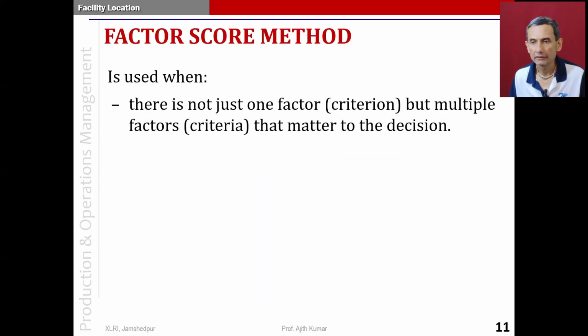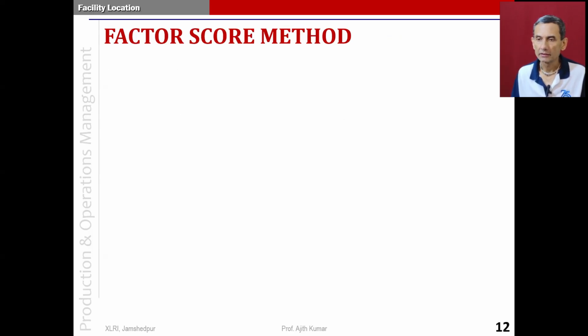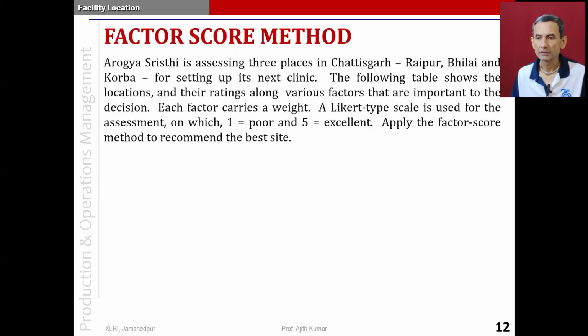The factor score method is used when there is not just one factor or criterion, but multiple factors or criteria that matter to a location decision. In some cases, the distance or time may not be important. In such cases, the factor score method can be very useful. Let's take a simple example. There is a clinic called Arogya Srishti, and it is assessing three places in Chhattisgarh, Raipur, Bhilai, and Korba for setting up its next clinic.